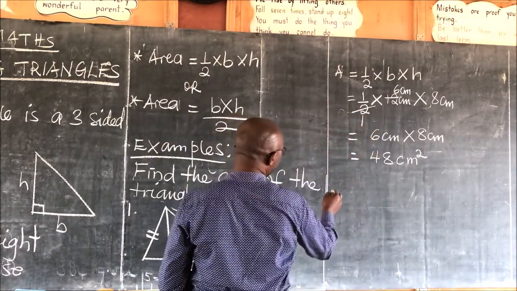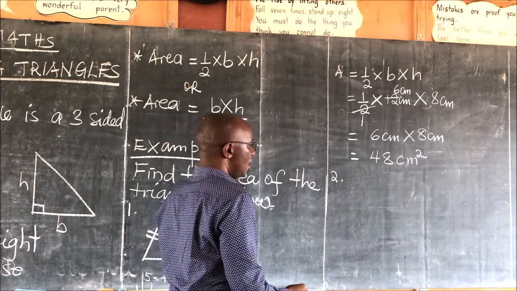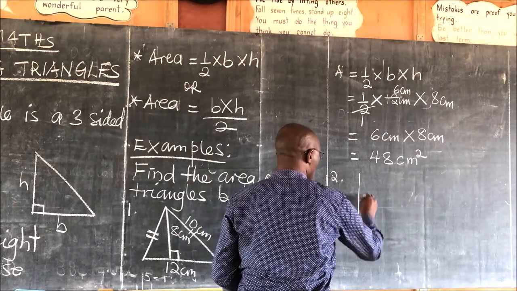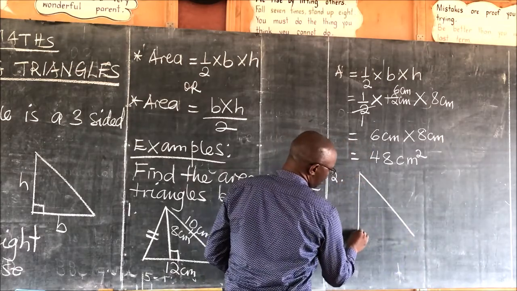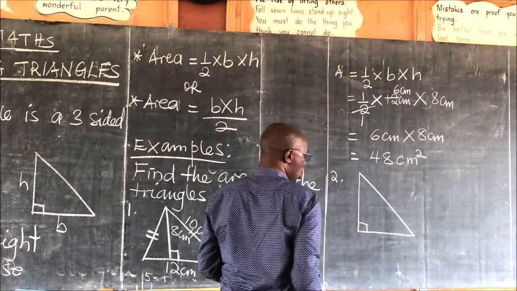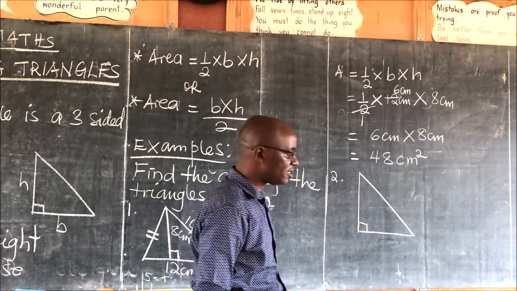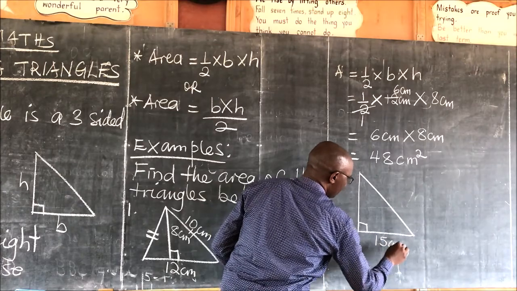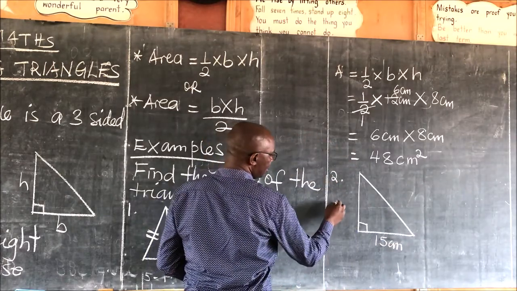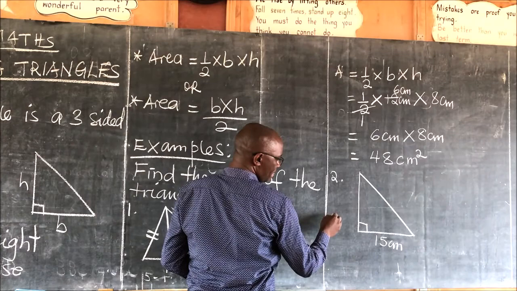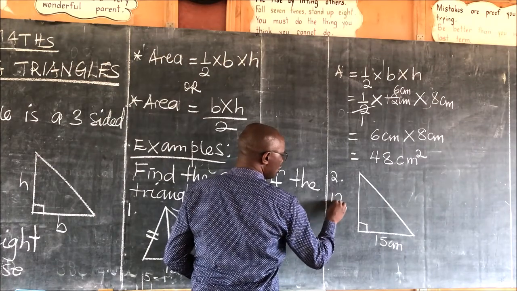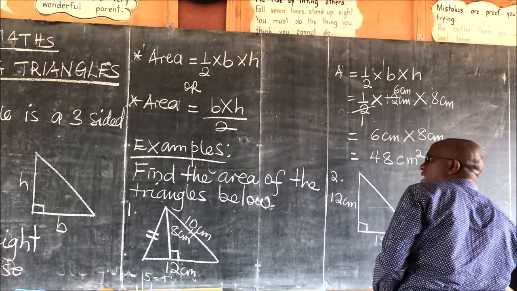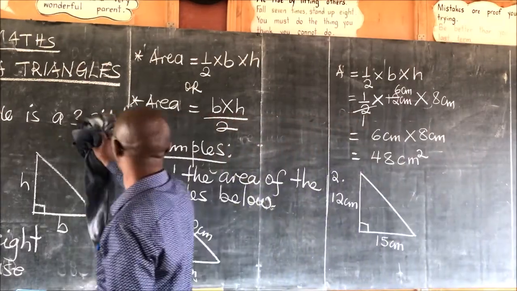So we go to our second example. Our second example is going to be a right-angled triangle. And its base is 15 centimeters. And its height is 12 centimeters. Assuming that is the triangle, they are asking to find its area.